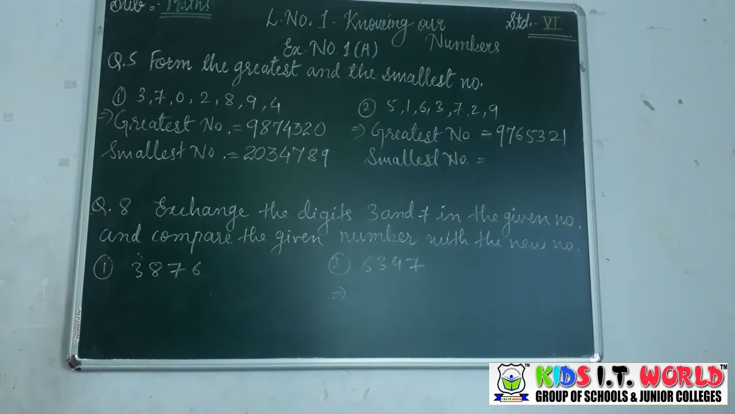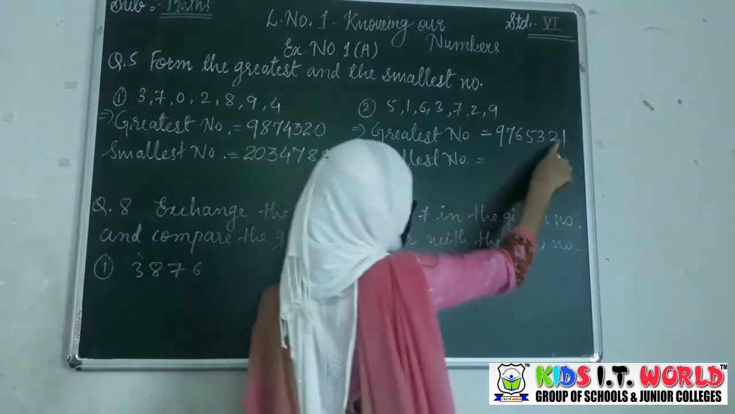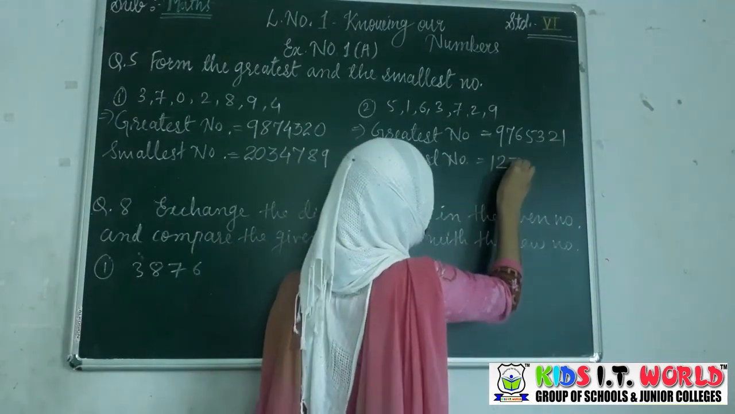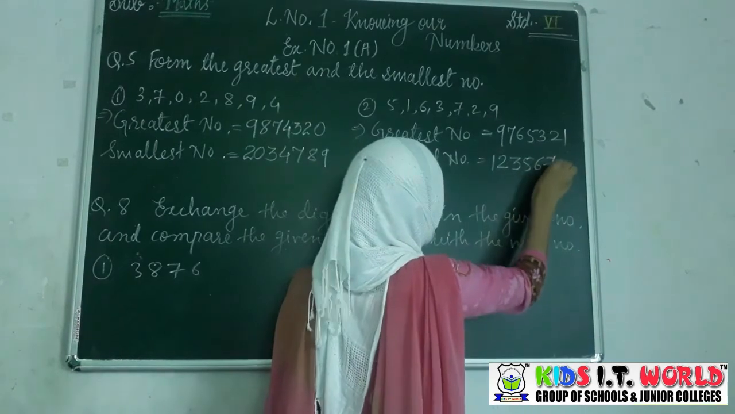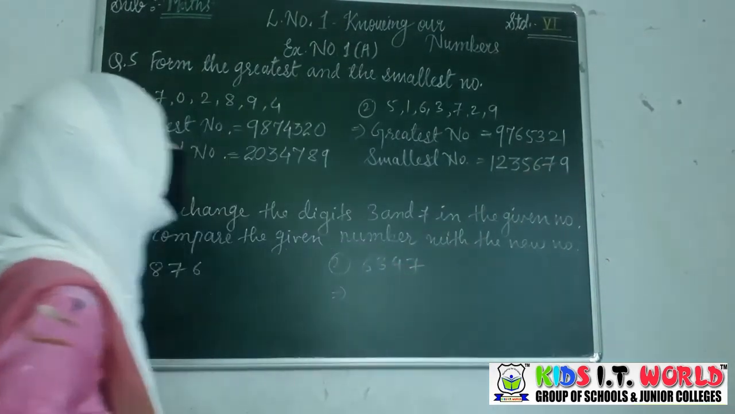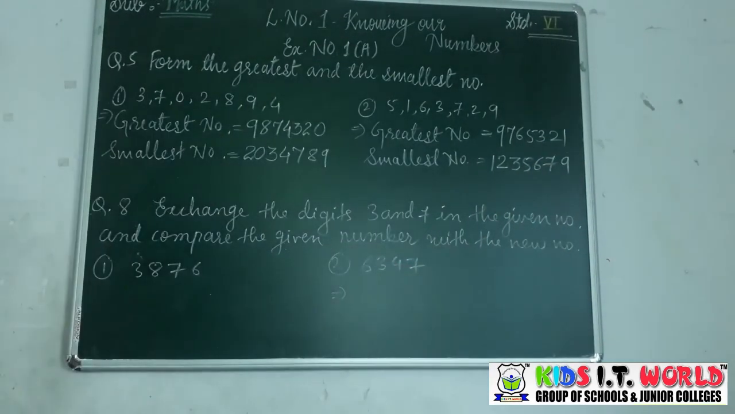Just go reverse to the greatest number. So we will start writing from the 1. 1, 2, 3, 5, 6, 7, 9. So you got the smallest number, that is 12,35,679. In this way, you have to form the number by the given digits.